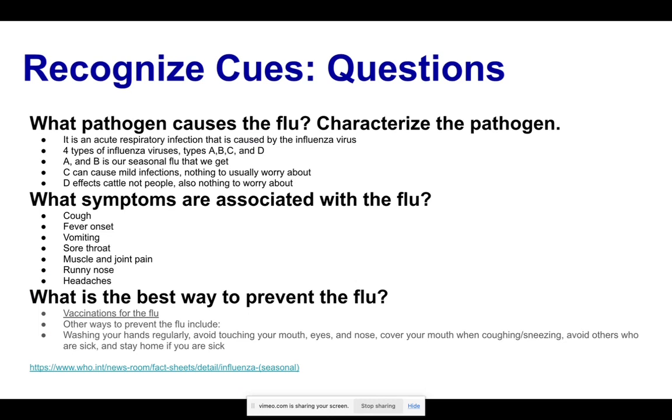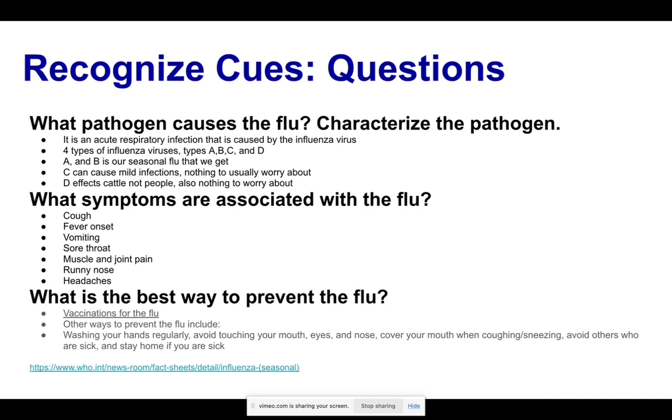So what pathogens cause the flu? It is an acute respiratory infection that is caused by the influenza virus. There are 4 types of influenza viruses, type A, B, C, and D. A and B are our seasonal flu that we get. C can cause mild infections, nothing to worry about usually. D affects cattle, not people, also nothing to worry about.